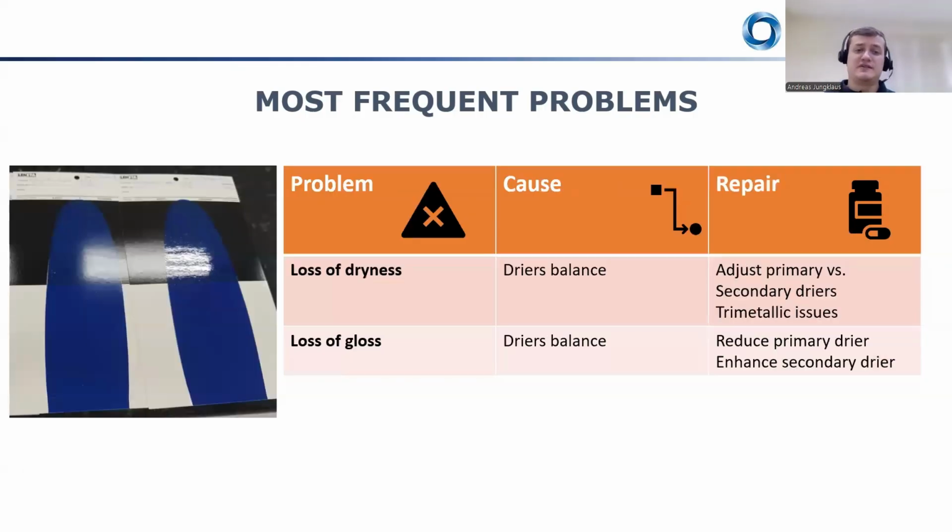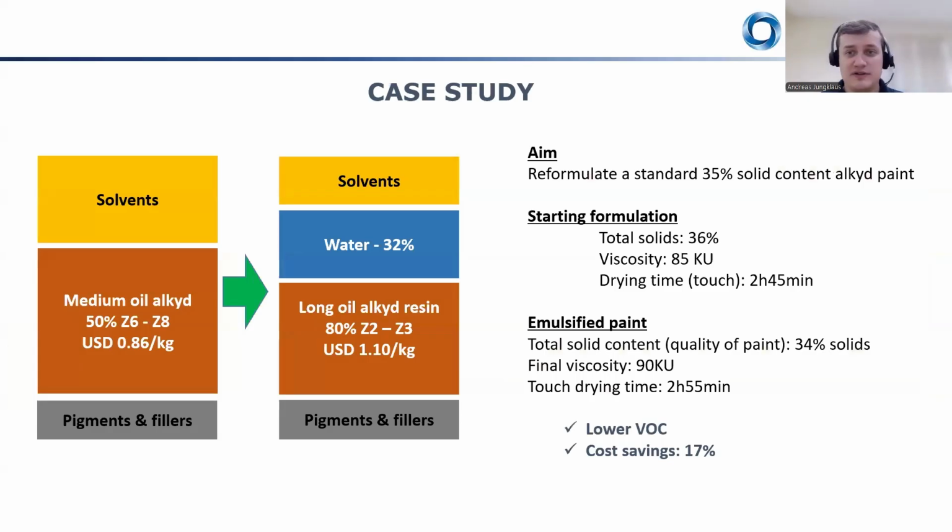Loss of gloss or dryness. These are results from unbalanced dryers. So the fix involves rebalancing primary and secondary dryers to achieve optimal film formation and surface finish. And a tip in the emulsification art, which is a very important thing: a resin with higher solids and lower viscosity may allow higher dosages of water. So in the end, the total cost-saving amount was 17% in this simulation, a case study.